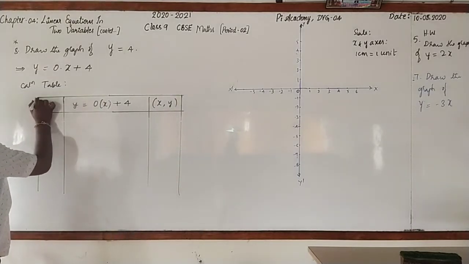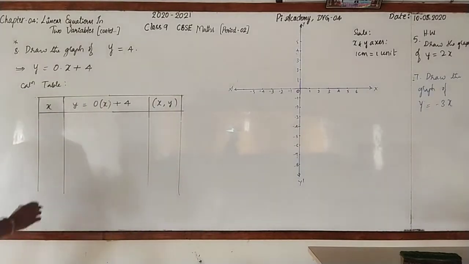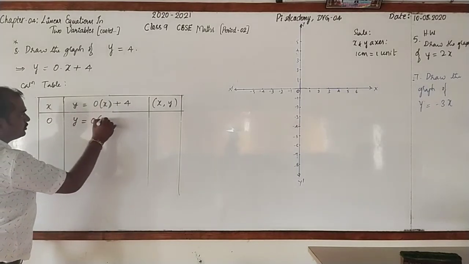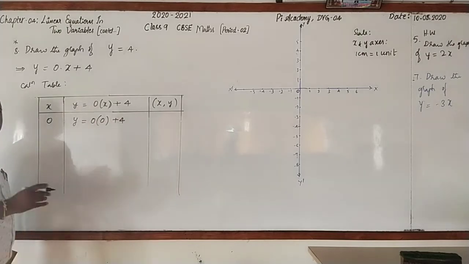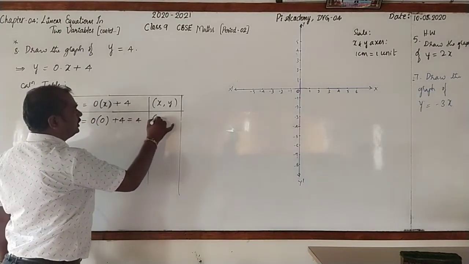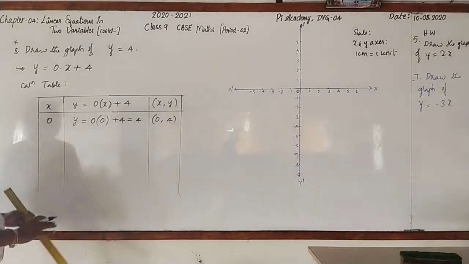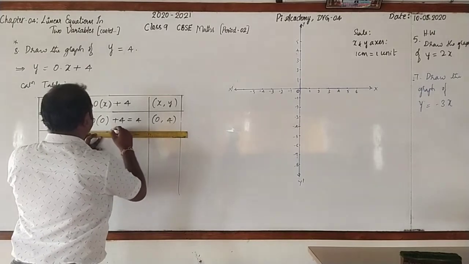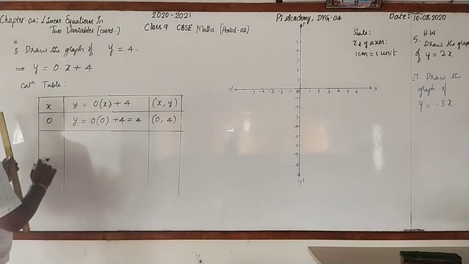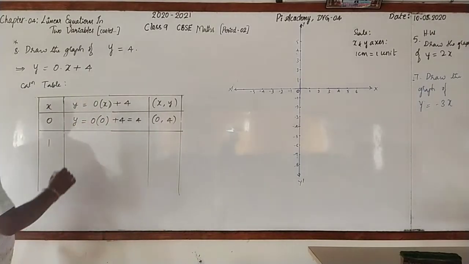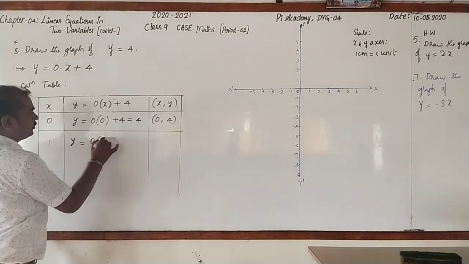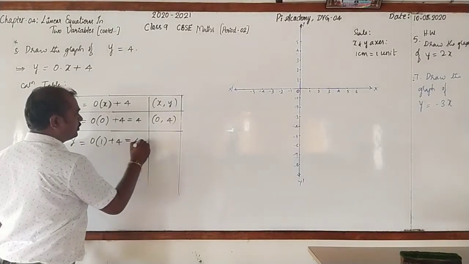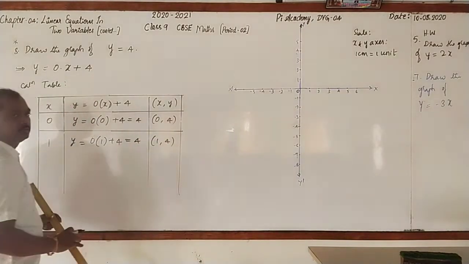Observe. When x is 0, y equal to 0 into, in place of x, we should write 0, plus 4. 0 into 0, 0. 0 plus 4, 4. It is 0, comma 4. And to draw the line, next, I'll go for taking one more. When x is 1, y equal to 0 into 1 plus 4. 0 ones are 0. 0 plus 4, 4. When x is 1, y is 4.